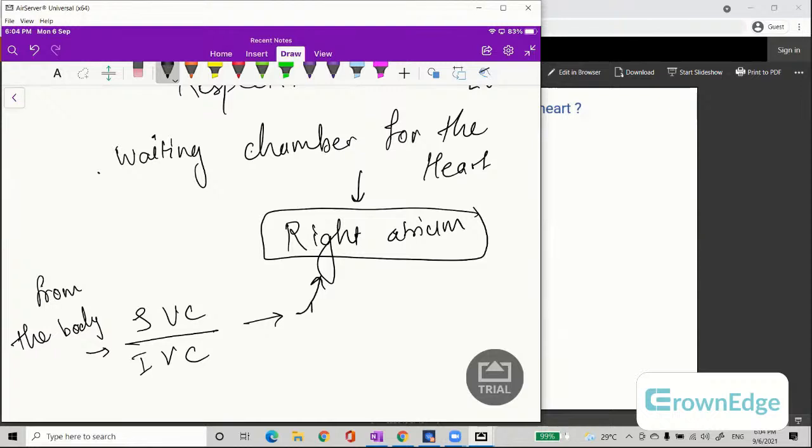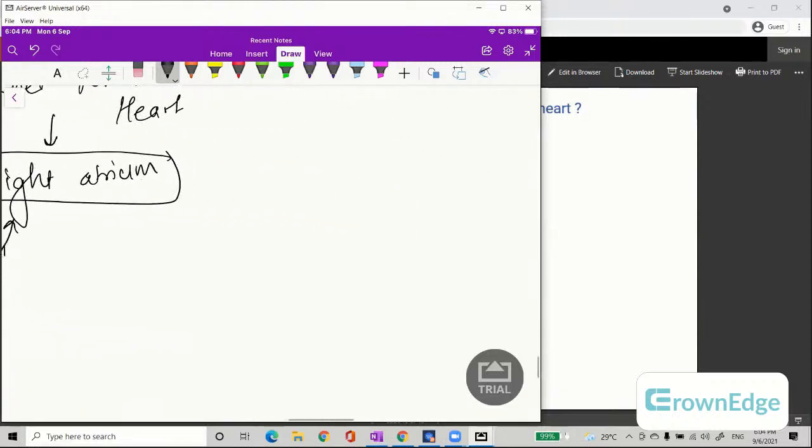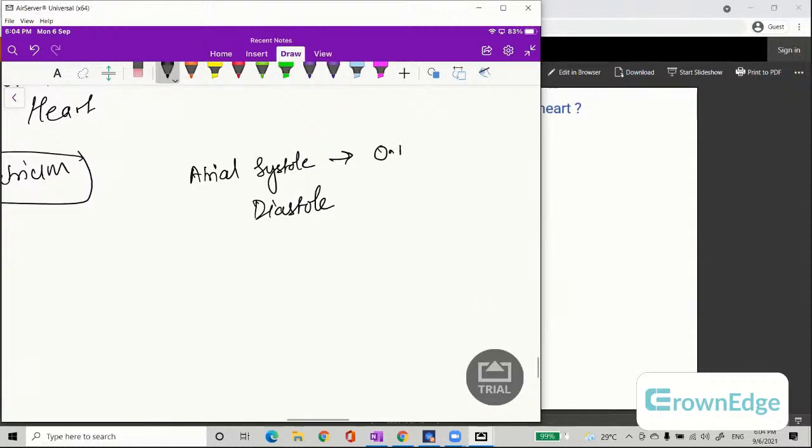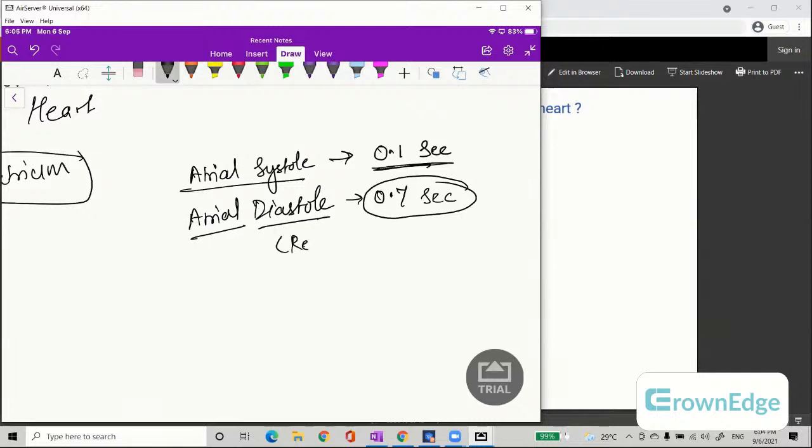At this point, how many seconds will it be waiting? If you know atrial systole and atrial diastole, it is only 0.1 and 0.7 seconds. That means the atria will be contracting for how much time? Only 0.1 second, right? And the atria will be relaxing for how much time? Diastole means the atria are relaxing for 0.7 second, and during this 0.7 second, what is happening?